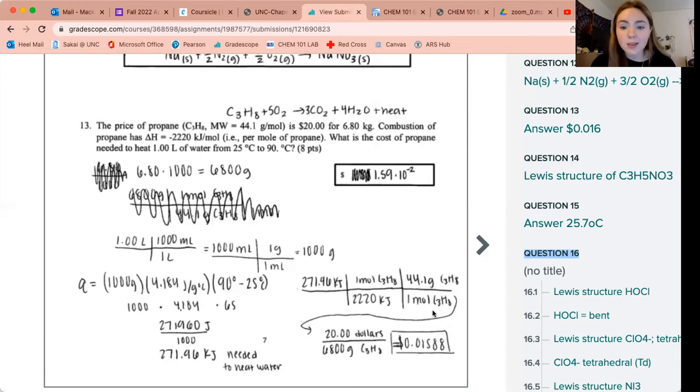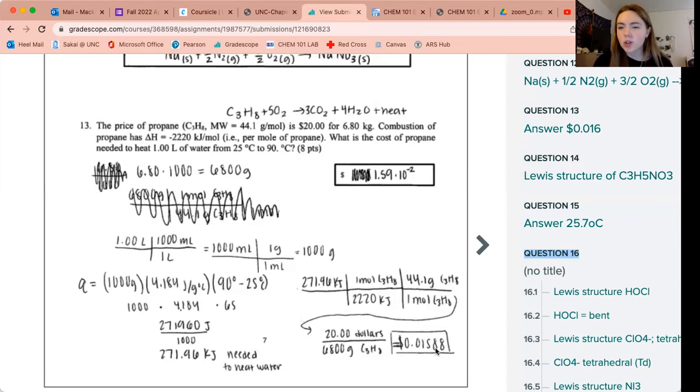So now I'm going to take that value here and get us to dollars, because that's what the question is asking. So we're in grams, now we're at 6,800 grams of propane is equal to $20. Perfect. Now we're in dollars and we've combined everything we needed. We've combined the amount of heat needed for this water, we've combined the enthalpy of the equation, and then we've gotten from grams to dollars. So now that's going to leave you with 0.0158.